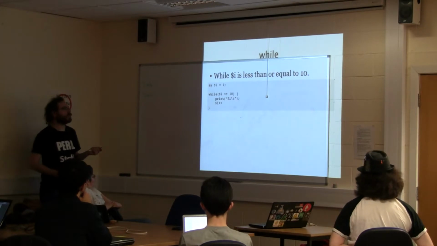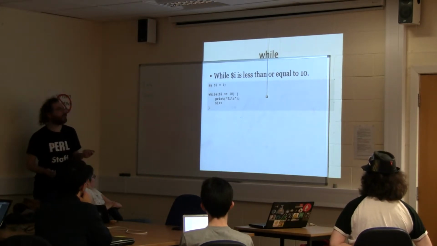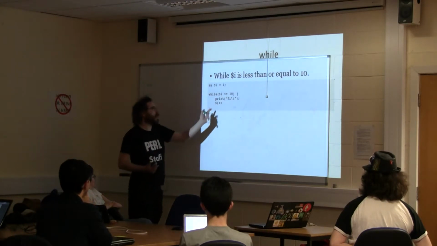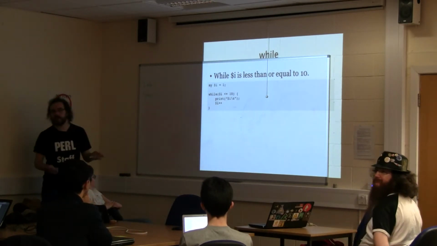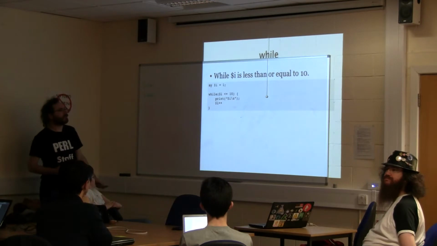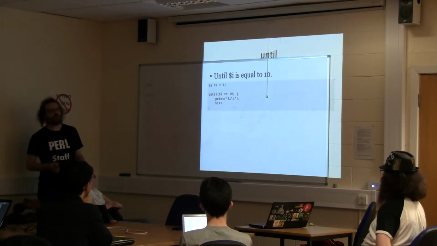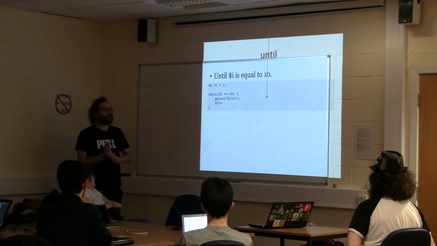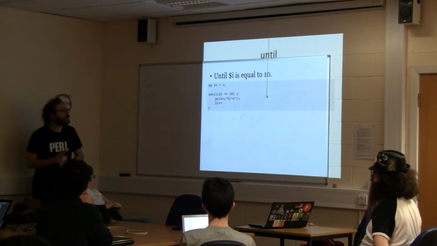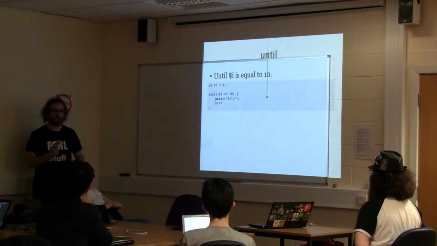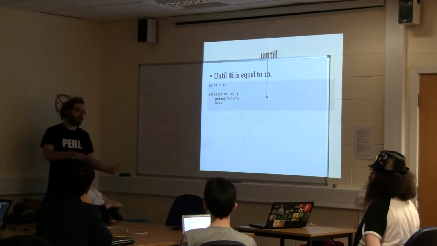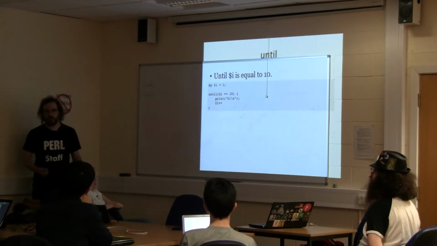So while is exactly the same as C-based while. You've got your condition in the brackets there, operations within the brackets, and away you go. Until is a slight quirk of Perl, which is kind of the opposite of while. So it loops until the condition matches. So instead of looping while the condition matches, it loops until the condition matches. So it's kind of reverse while.